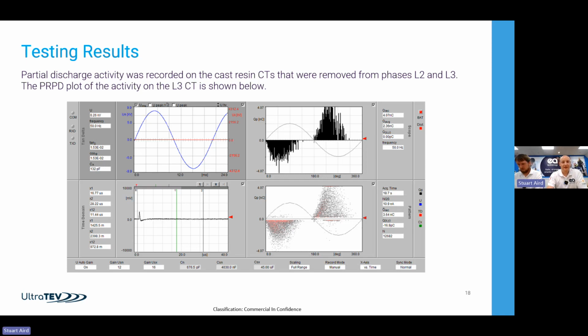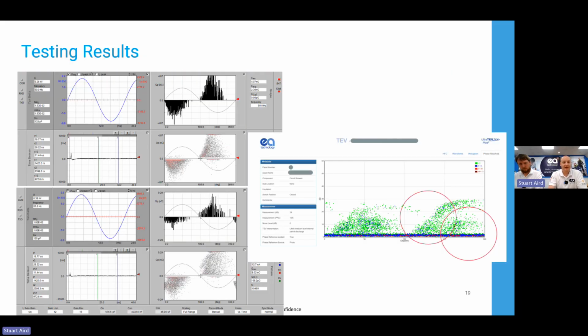And what we can see then, by going back to our original online measurement, is these two groups of activity indicate partial discharge, and we've picked that up and split that down. The customer has replaced those two CTs, and the activity has gone away on that particular panel.